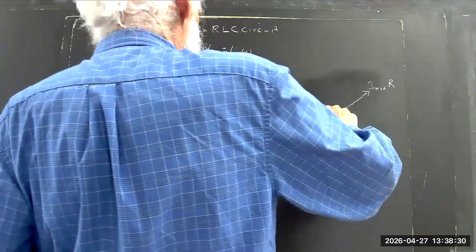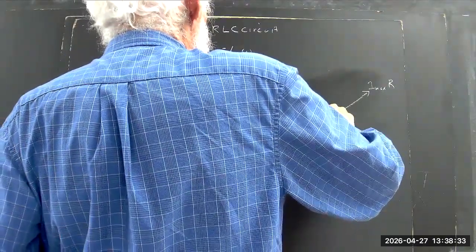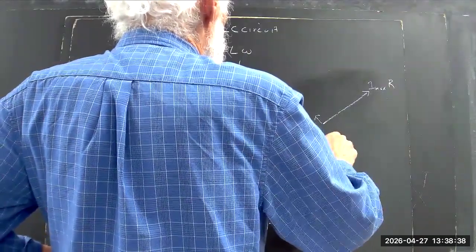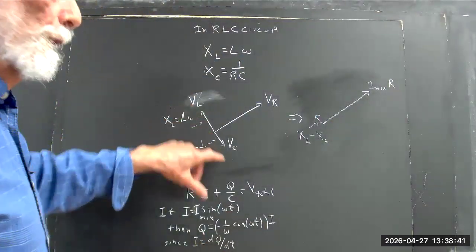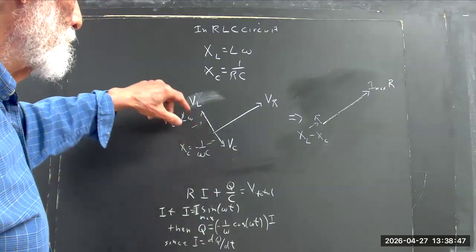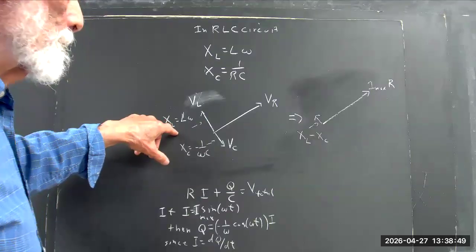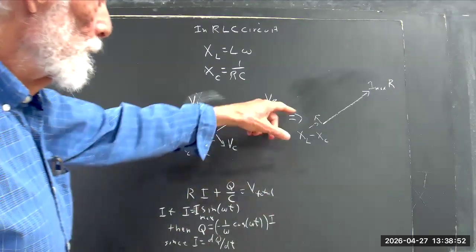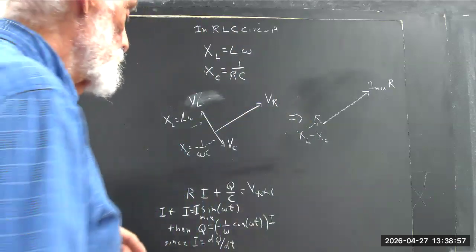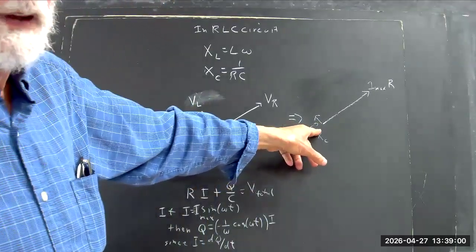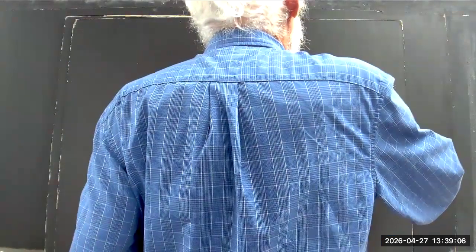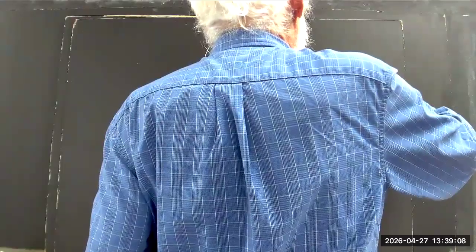At I max R here, you've got XL minus XC here, just the resultant of these two vectors. Okay, XC might be bigger, might be smaller than L omega. So this vector could be this way or this way. Or it could be zero, in which case you've got resonance, which I'm not going to have time to talk about.